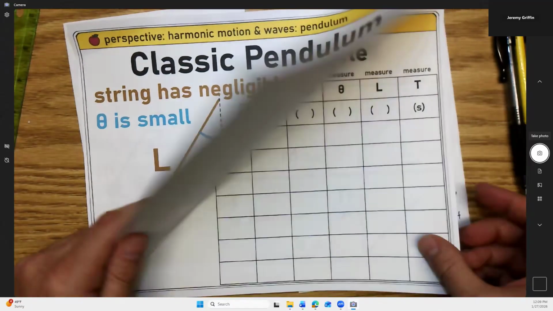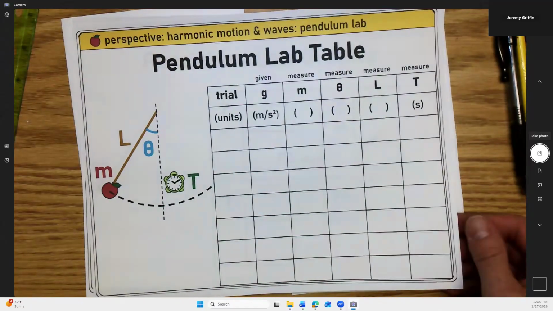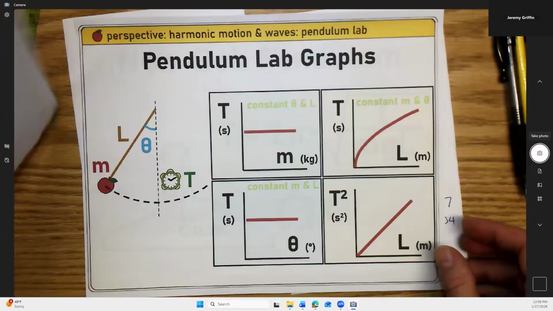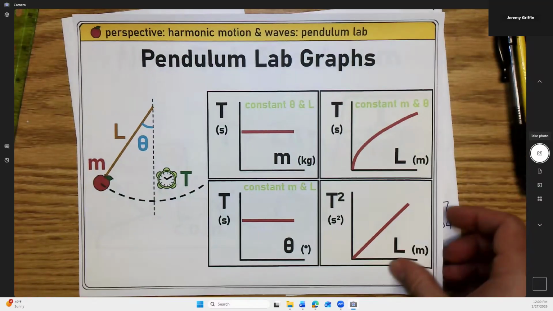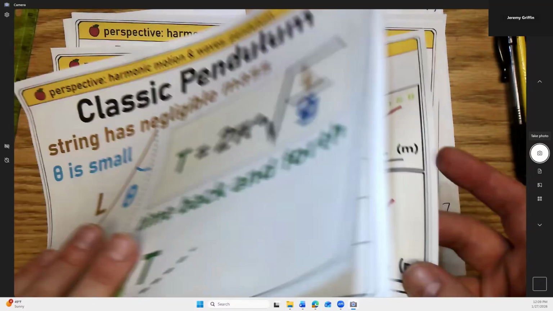Okay. Now, here's very similar to the plot table you guys had. Here are the 4 graphs we just made. We just picked these 4 graphs. We just made all those. So know all these, of course.